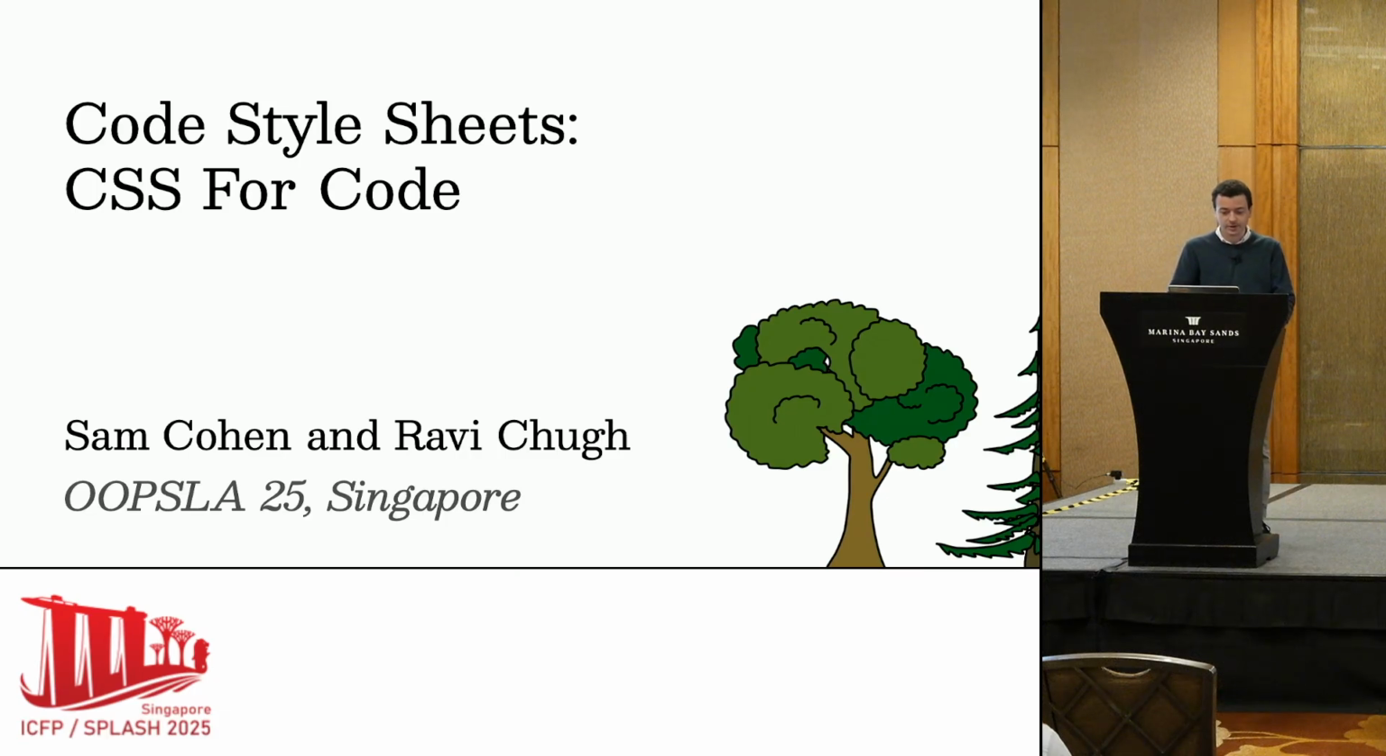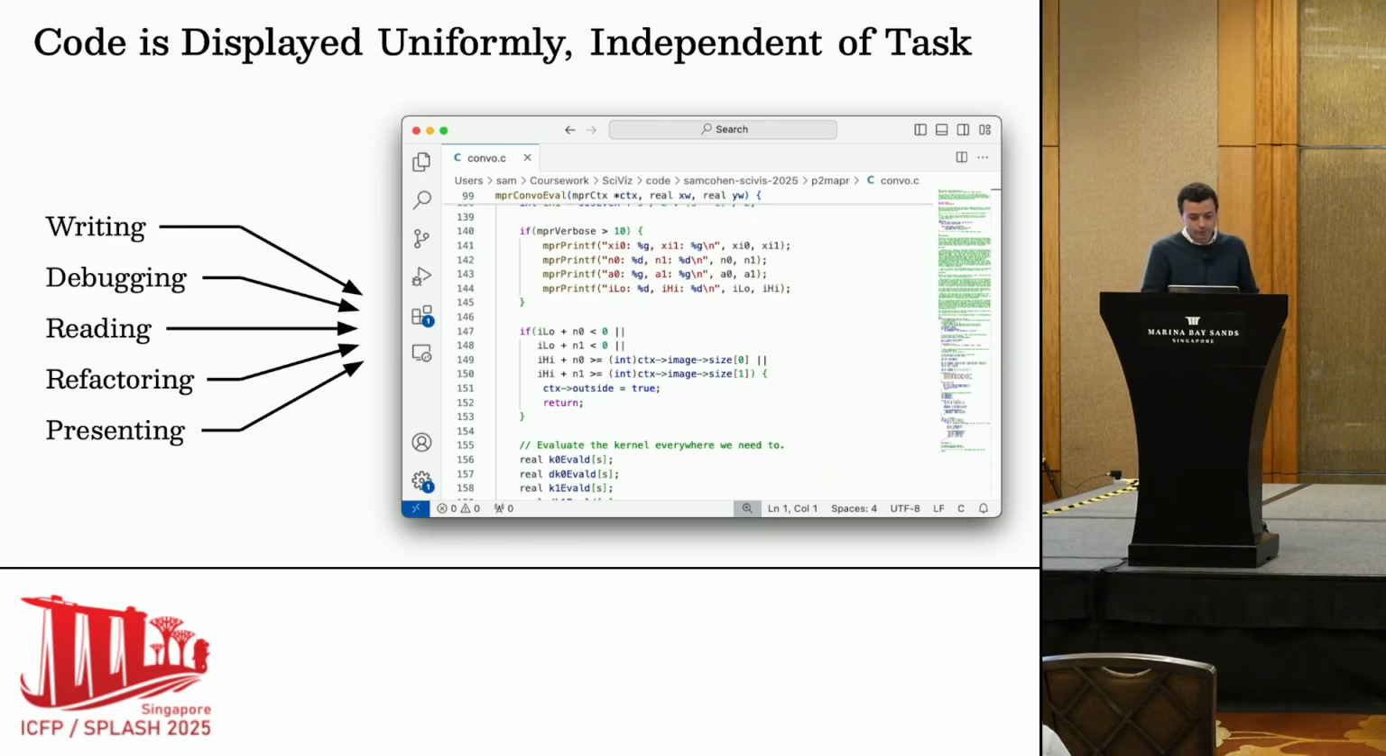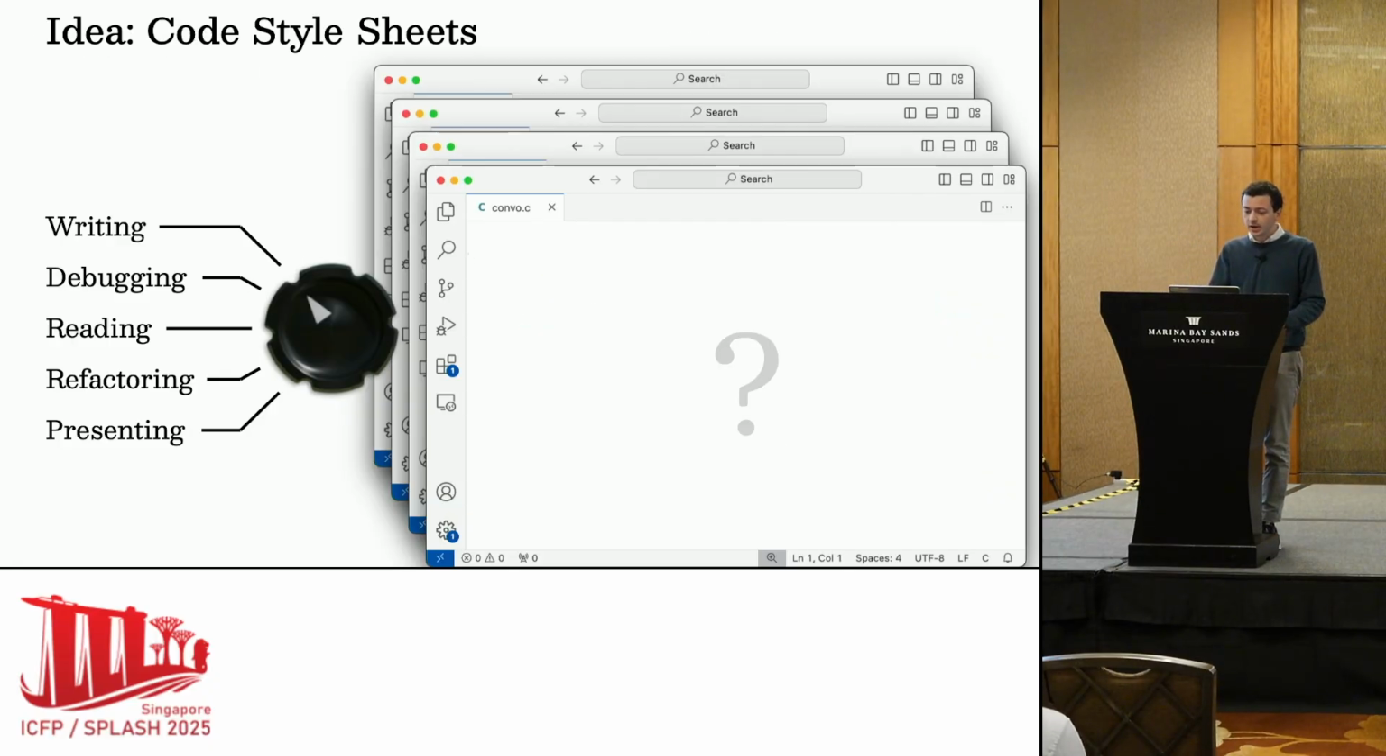I'm going to be talking about code style sheets. I'd like to start off the presentation by pointing out that code is displayed uniformly independent of task. Programmers do a lot of things in their text editors, not only writing programs, such as writing, debugging, reading, refactoring, and presenting. For the most part, all of these activities are performed over the same view of the underlying code. Our idea in code style sheets is to imagine a world where we use different views for many of these tasks.